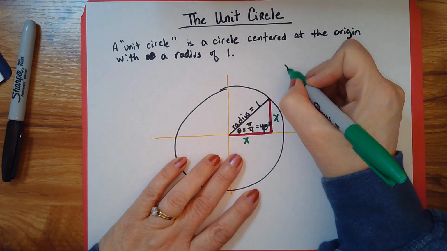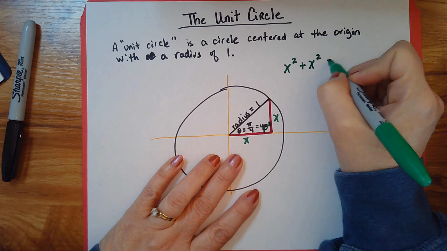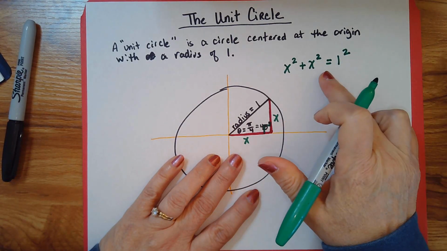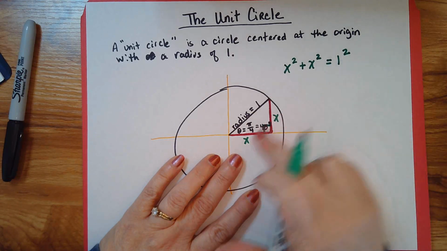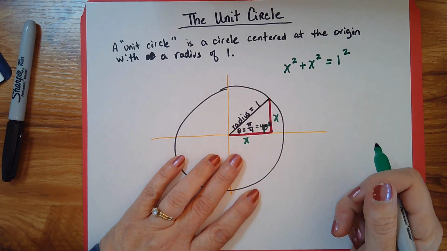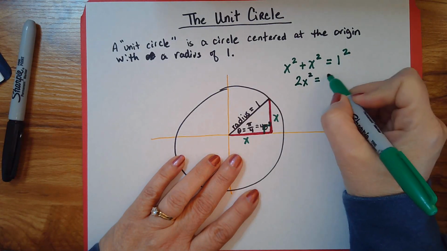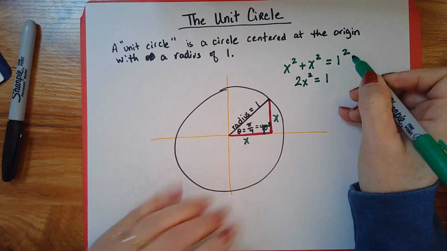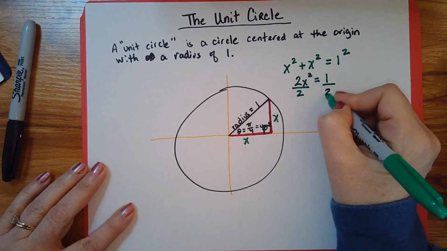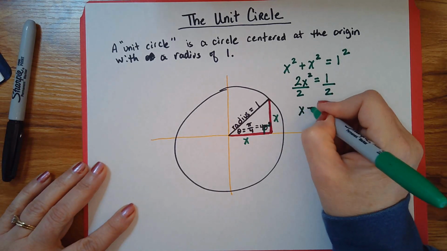How are we going to do that? Well, I'm going to do this by using the Pythagorean theorem. a squared plus b squared equals c squared. x squared plus x squared equals 1 squared. So that's going to be 2x squared equals 1, because 1 squared is 1. I will divide both sides by 2.